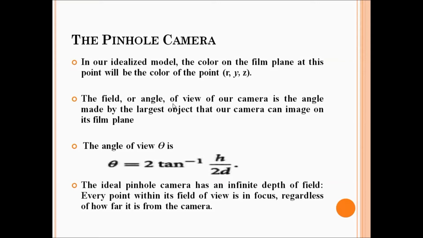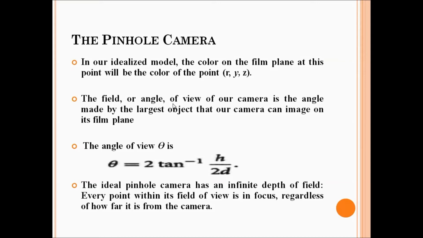So for a pinhole camera, I can derive the angle of view also. Angle of view is the largest angle made by the largest object that our camera can image on its film plane. That is, what is the angle that can be made by a camera to display the largest object? That angle is called the angle of view, and the formula for angle of view is 2 tan inverse h by 2d, and that angle of view is denoted by theta.